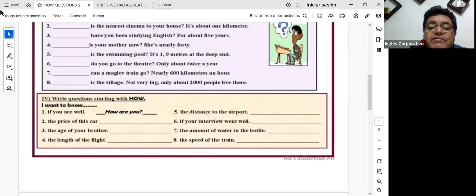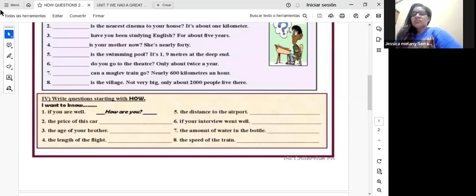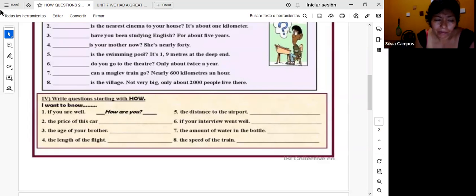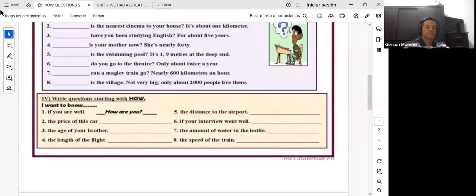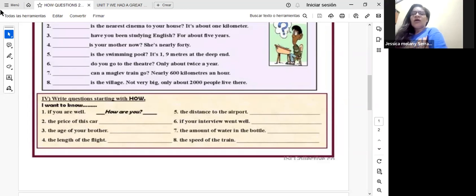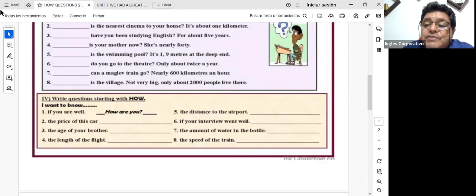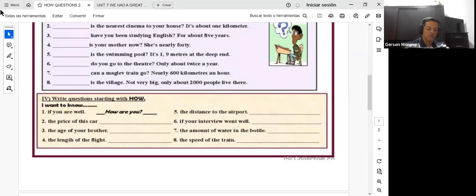Number three, the age of your brother. What question can you make? How old is your brother? Make the question complete. No, how old is your brother, not the age of your brother. Remember, you don't have to say age. When you say how old, it's already implied. So how old is your brother? How old is your mother? How old is your father? How old are you?